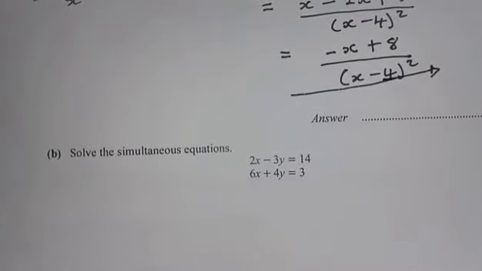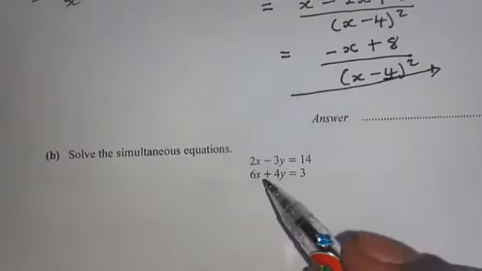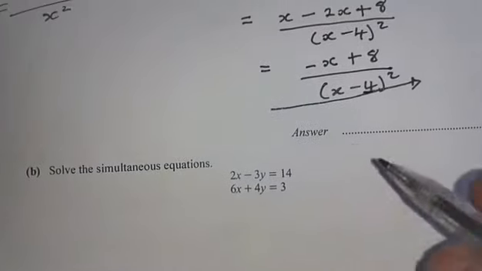Then you are now moving on to part B. Part B is requiring you to solve the simultaneous equations 2x minus 3y equals 14 and 6x plus 4y equals 3. So what you need to do, you can apply what you call the elimination method. The idea is to make the coefficients of x the same.